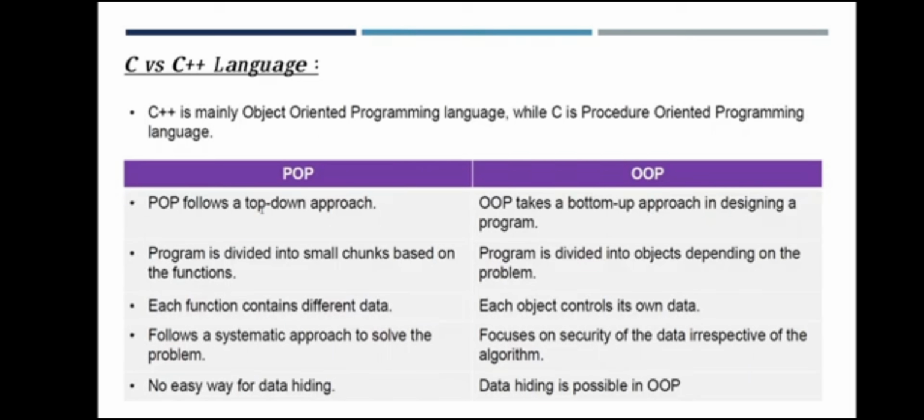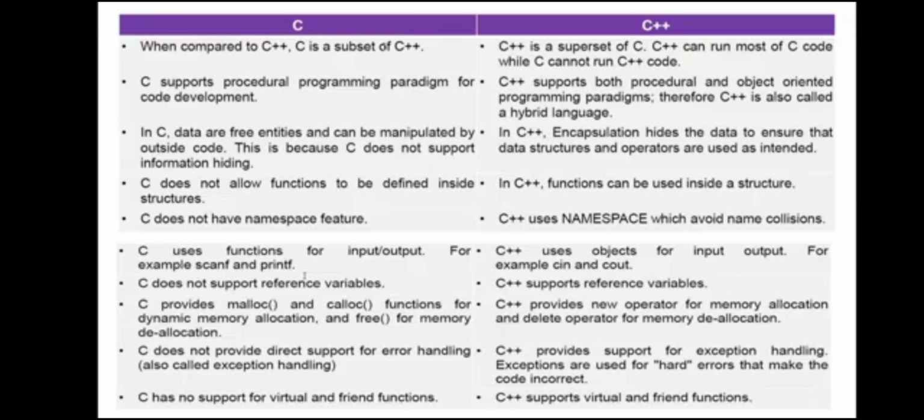C versus C++ language. C++ is mainly an object-oriented programming language, while C is a procedural-oriented programming language. In C, the program is divided into small chunks based on the functions. In C++, the program is divided into objects depending on the problem. Each function contains different data in C. Each object controls its own data in C++.